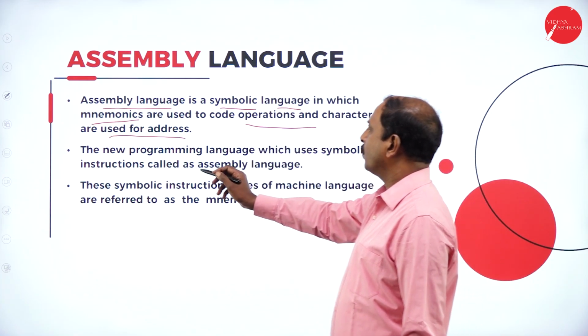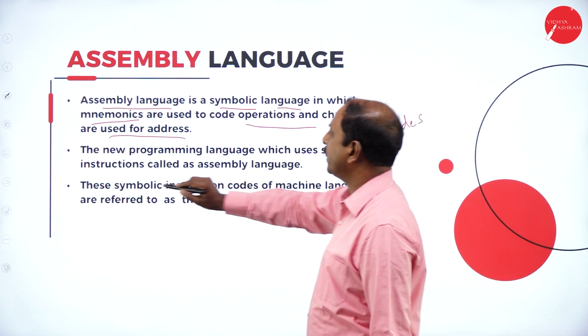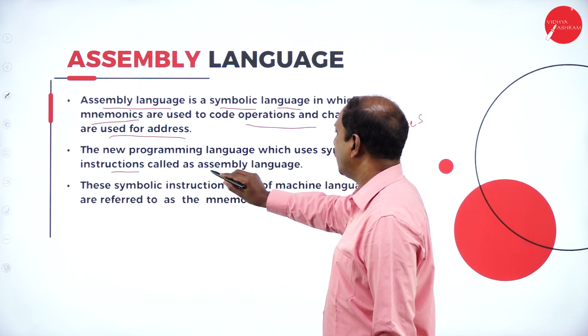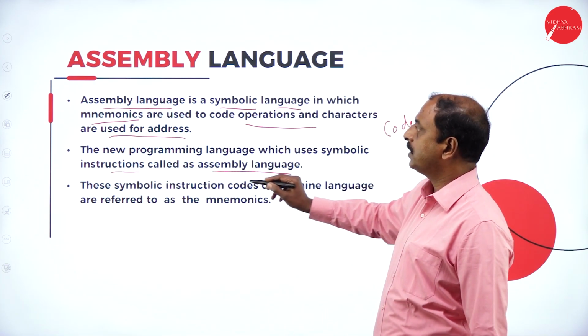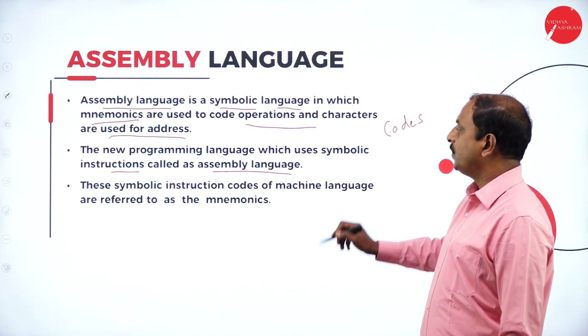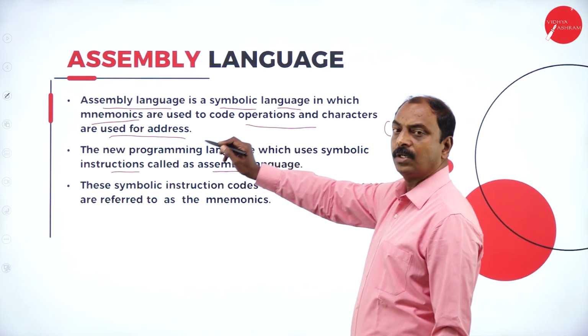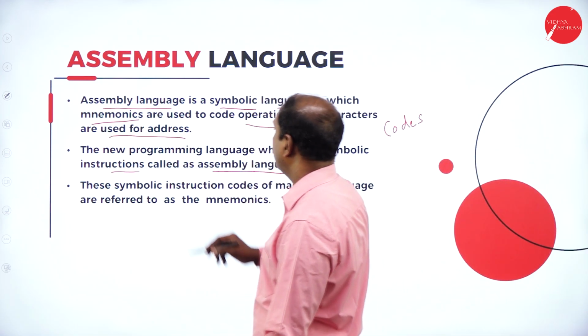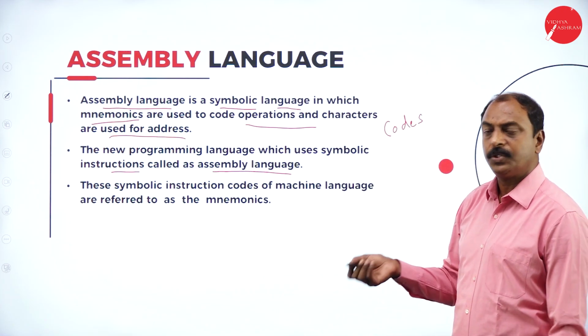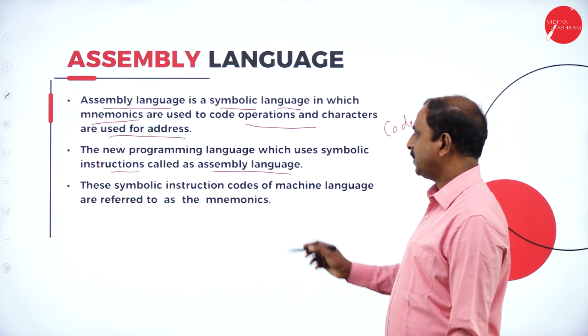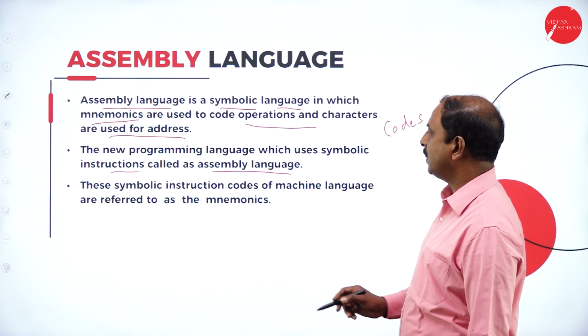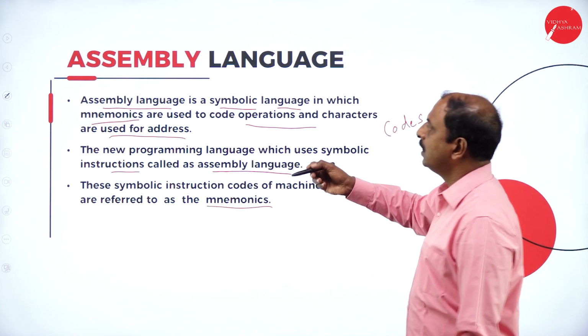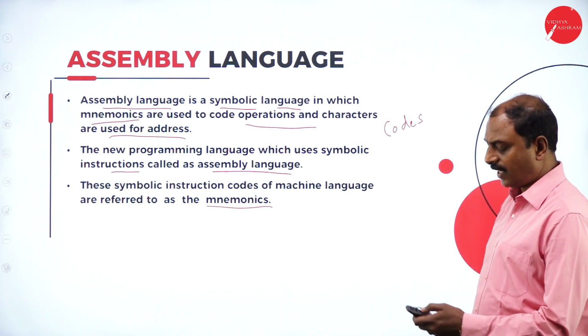And this new programming language which uses symbolic instructions is called assembly level language. Here the codes used while instructing computers are referred to as mnemonics, and these symbolic instruction codes of machine level language are referred to as mnemonics. So this is assembly level language.